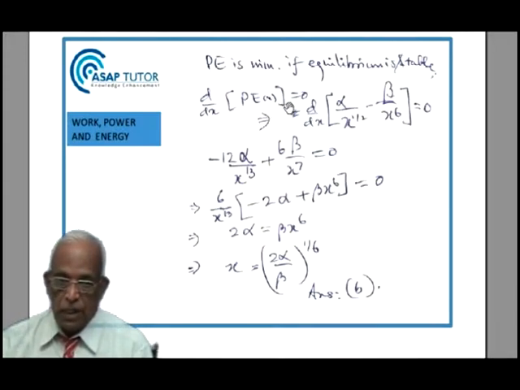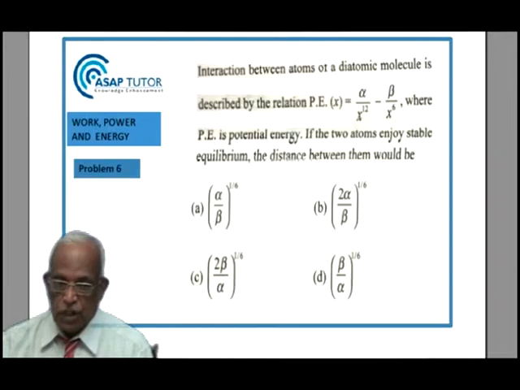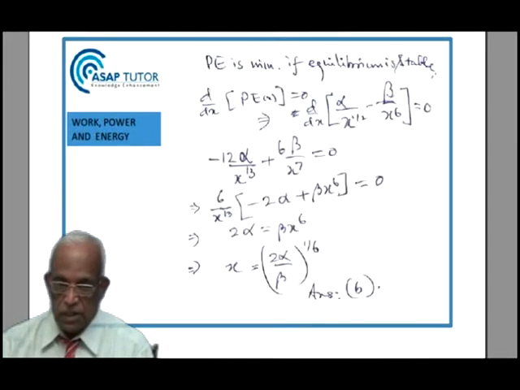So d/dx of PE of x is 0. I need to differentiate. I get minus 12 alpha over x^13 plus 6 beta over x^7 equal to 0. Taking 6 over x^13 outside, I get minus 2 alpha plus beta x^6 equal to 0. That is, the bracket is 0, therefore 2 alpha is equal to beta x^6. So x is going to be (2 alpha by beta) raised to 1 by 6. The answer is B. Let us check the answer: 2 alpha by beta raised to 1 by 6.